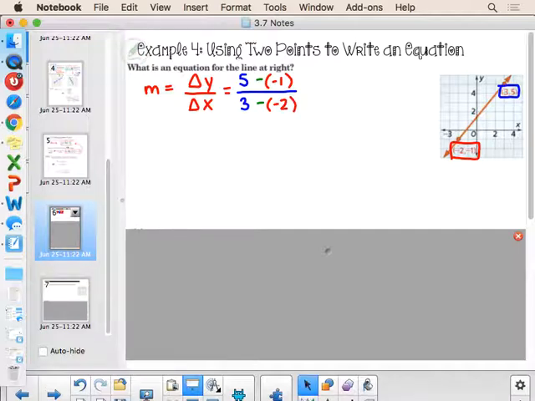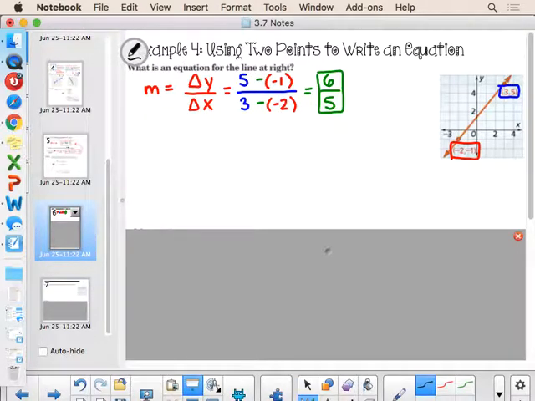And all I need to do now is simplify my expression. 5 minus -1 gets me +6. 3 minus -2 gets me +5. So my slope is 6/5. Alright, I could very easily find the y-intercept if I'd like to, or I could write this in point-slope form because I also have a choice of 2 coordinates.